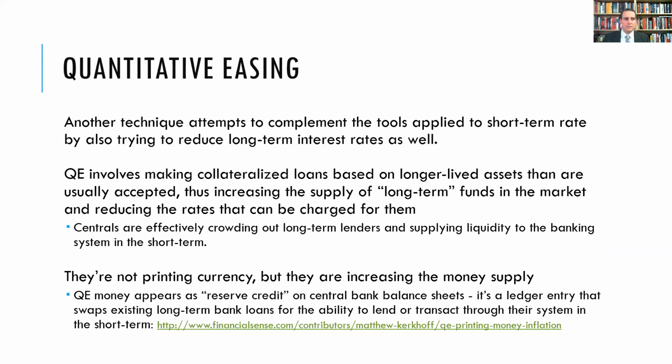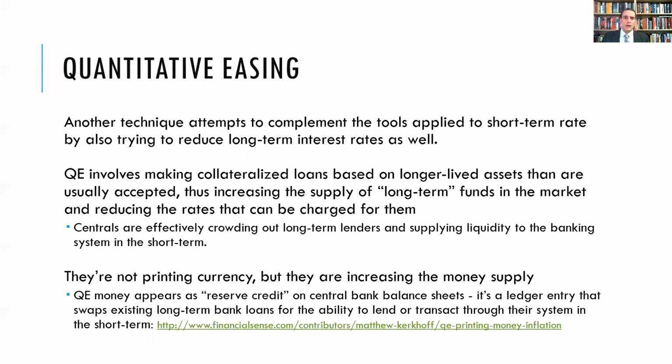Now, quantitative easing has become a lot more famous since 2008, but strictly speaking, central banks have been using quantitative easing for some time. It effectively involves making a collateralized loan based on longer-lived assets than are usually accepted. Normally, when a central bank asks for collateral in exchange for, say, an emergency loan, they're generally looking to accept short-term, high-quality debts like government treasury bills. It's unusual for them to accept long-term government bonds onto their balance sheet. They have some, but typically central banks own short-term government promises, which are the most stable in terms of pricing.